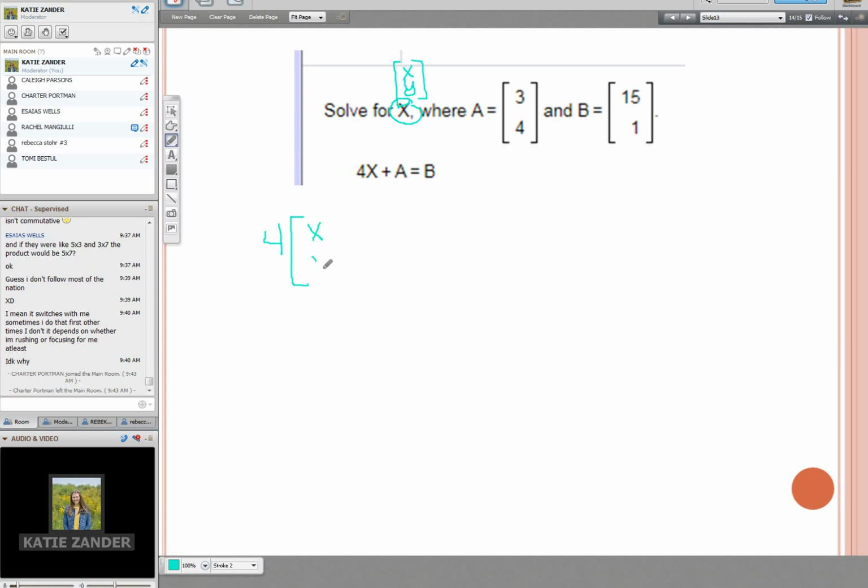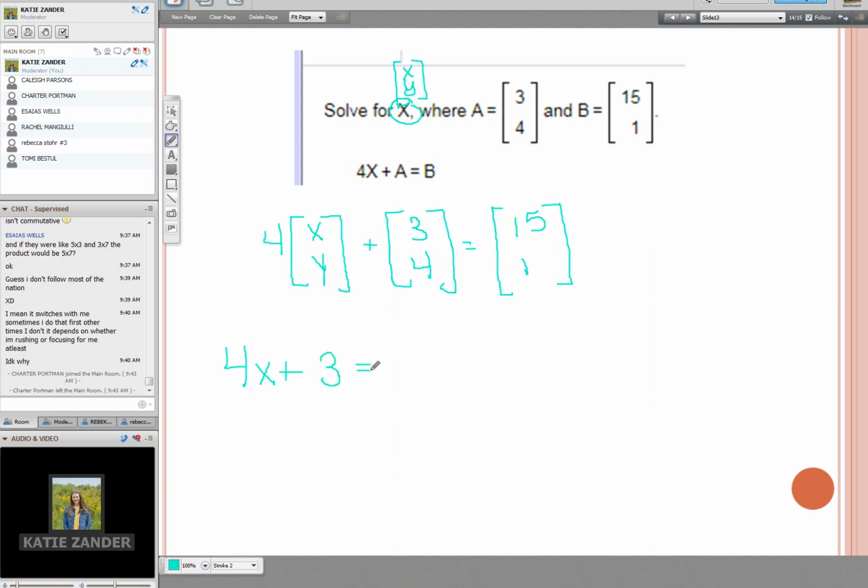So when you have an unknown matrix, we're just going to set it up in the same order that the others have. And I'm just going to copy in the rest of the problem here. And then we can just read it right through, so I can actually create an algebraic equation from this. 4 times x plus 3 equals 15, and 4 times y plus 4 equals 1.